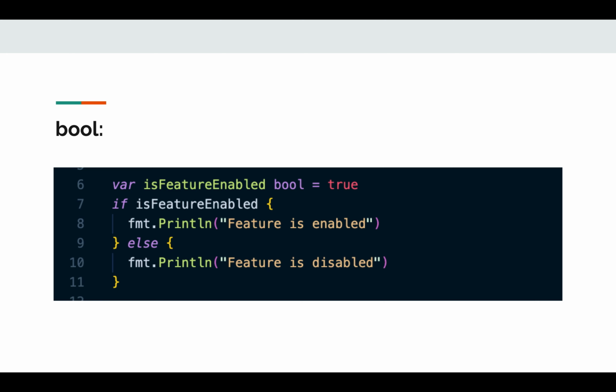The if statement checks the condition specified in parentheses and executes the following block of code if the condition is true. The else clause specifies an alternate block of code to be executed if the condition is false. In this case, the value of isFeatureEnabled is true, so the code will print feature is enabled. If the value were false, it would print feature is disabled instead.